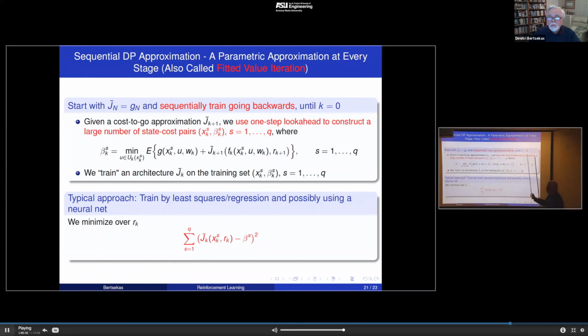One neural network or one approximation at each stage. And we use the one at time k plus 1 to form an approximation at time k. And we go backwards, and we obtain these approximations, and by minimization, in one step look ahead, we can get a policy, an approximation to the policy.